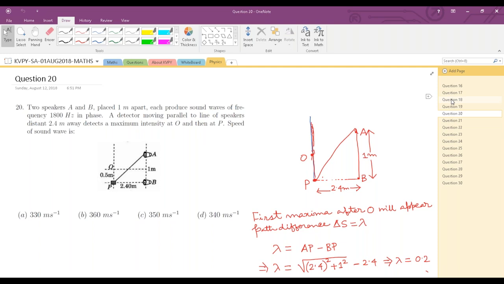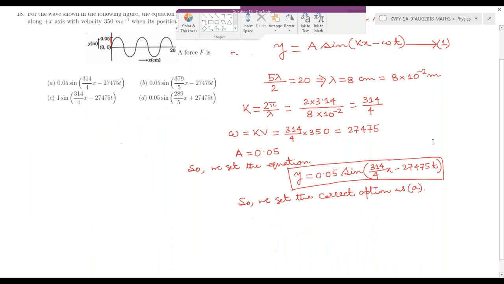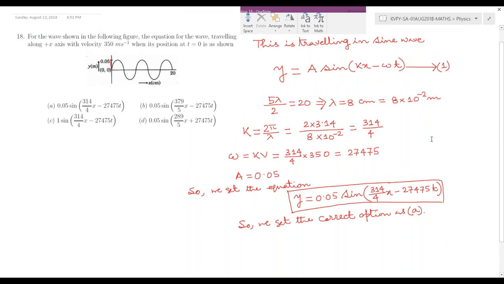Okay, and the other question I got is about the sine curve. This curve shows that it is a sinusoidal curve, so its general equation is y equals A sin(kx minus omega t), where A is the amplitude. It is given from the diagram that the amplitude is 0.05 meter. But the most important part is to find lambda, because that is the fundamental. If we miss calculating the value of lambda properly, all the other points will be mistaken. If you see, there are five such things, so there are five.